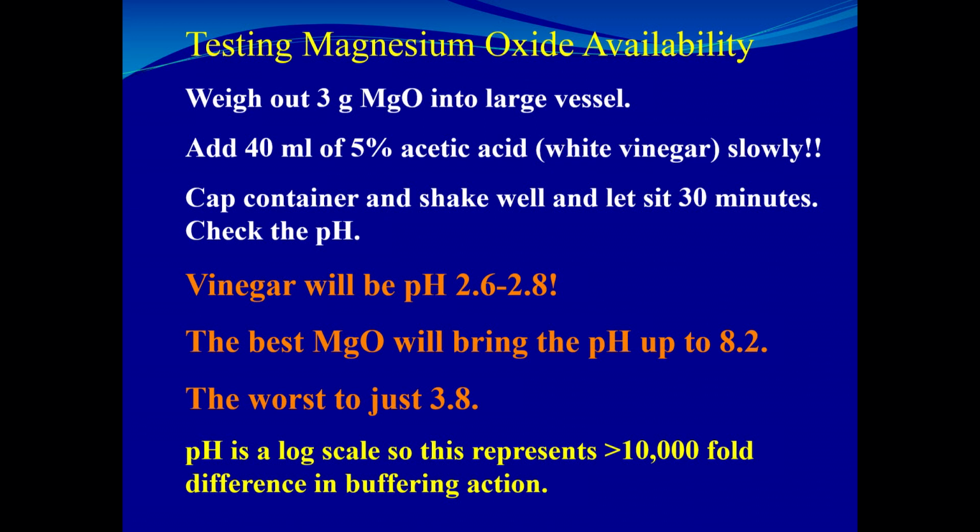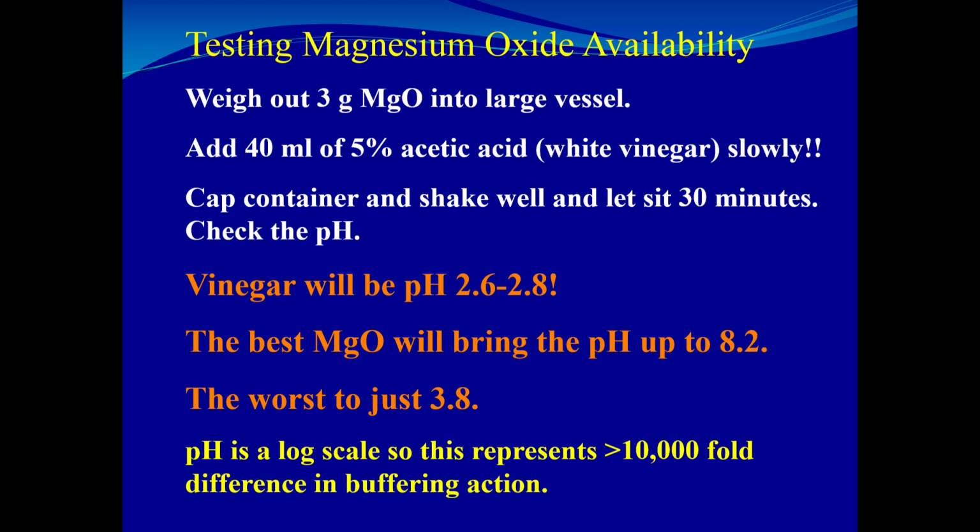So maybe you've got a magnesium oxide, and I'm putting this test up here because, at least in America, we are plagued with poor quality magnesium oxide. And it's very cheap, but you get what you pay for, I guess. So if you want to test some magnesium oxide at home, weigh out 3 grams of mag oxide, put it into a vessel, add 40 mils of white vinegar. White vinegar is typically 5% acetic acid.